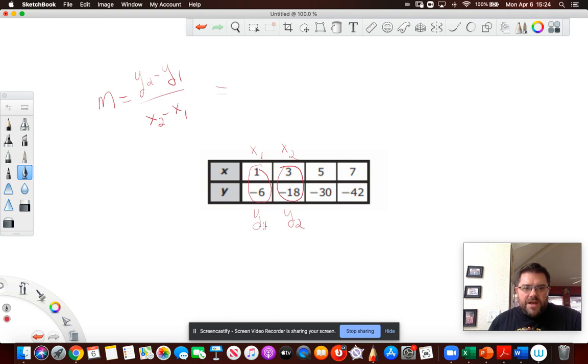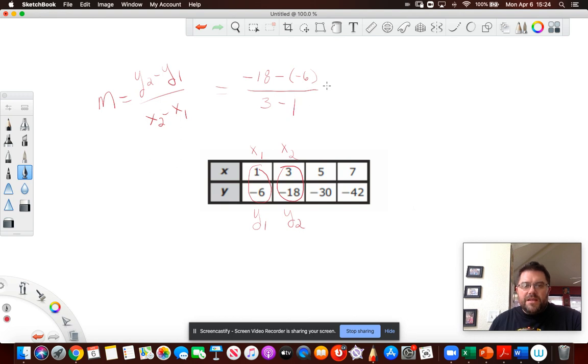Okay, so I've got y2 as my first one. Y2, well, I call that negative 18. So I've got negative 18 minus, that's the next part of the formula, y1, which is negative 6. So I've got negative 18 minus negative 6, y2 minus y1, over x2, which is 3, minus, that's the next part of the formula, x1, which is 1.